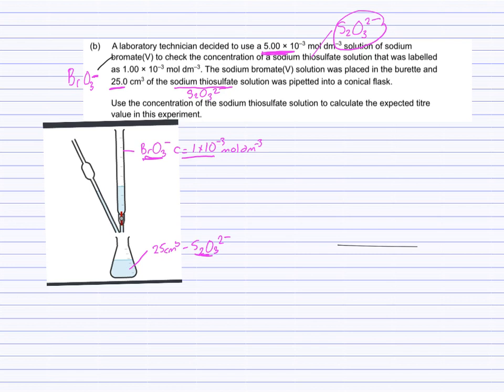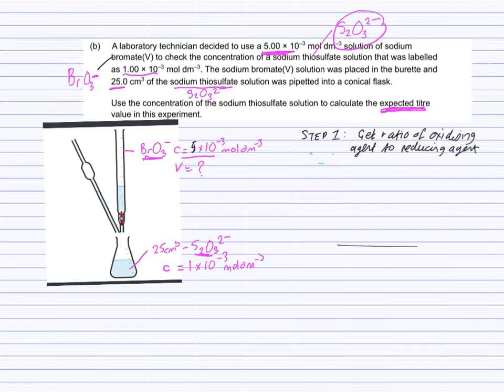BrO3-. The concentration of the bromate is not 1 times 10 to the minus 3, but 5 times 10 to the minus 3. So we change that to 5. It's really important that you get the correct information from the stem of the question. So once we've filled in the storyboard with the correct concentrations and the correct volumes, and just again checking the concentrations, we're asked to find the expected titer.